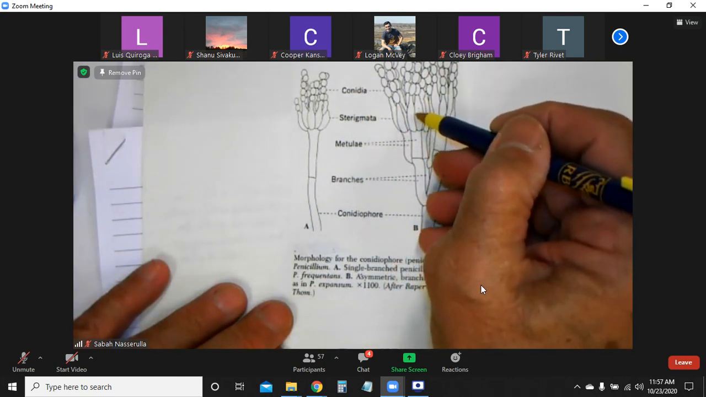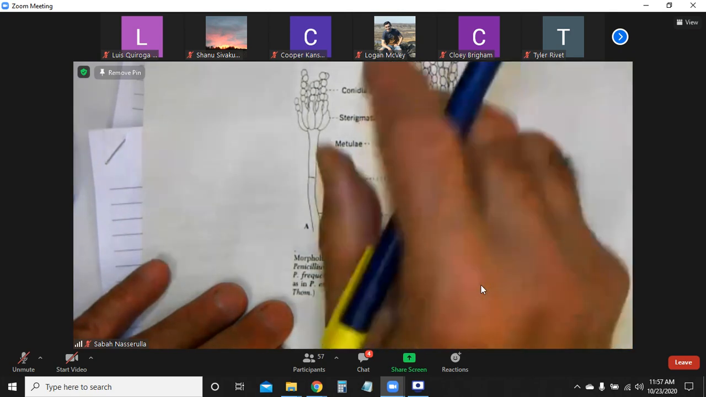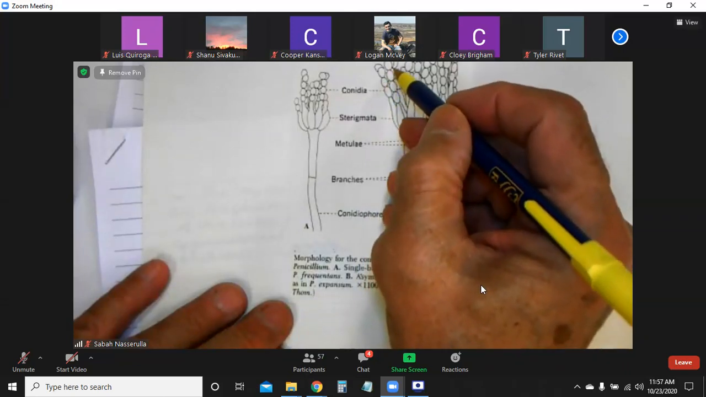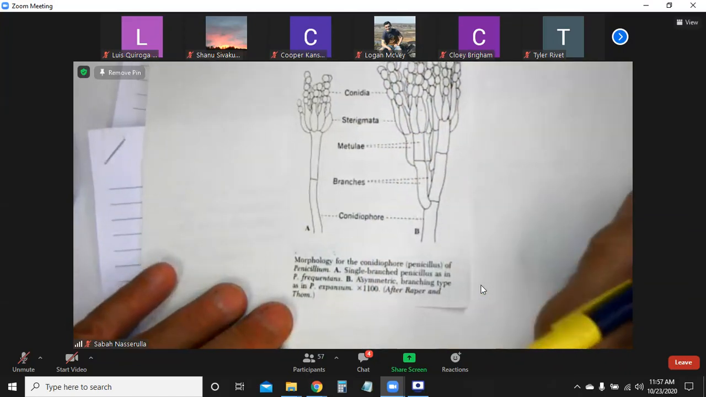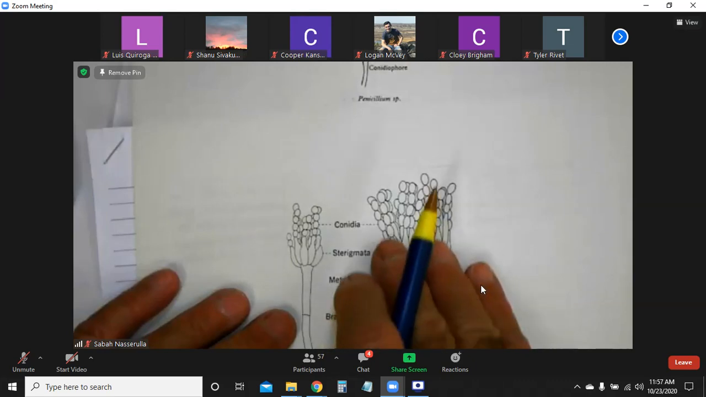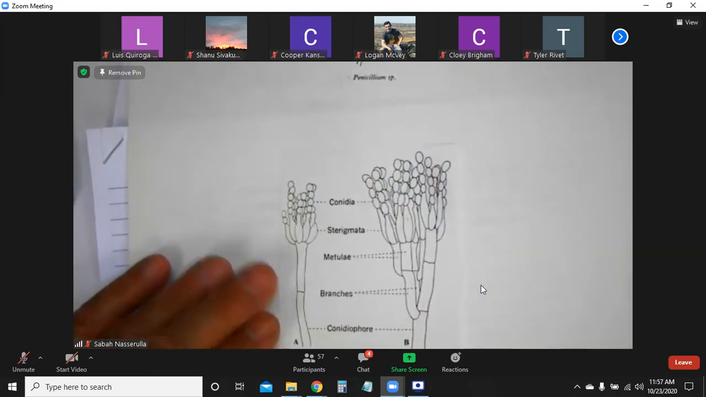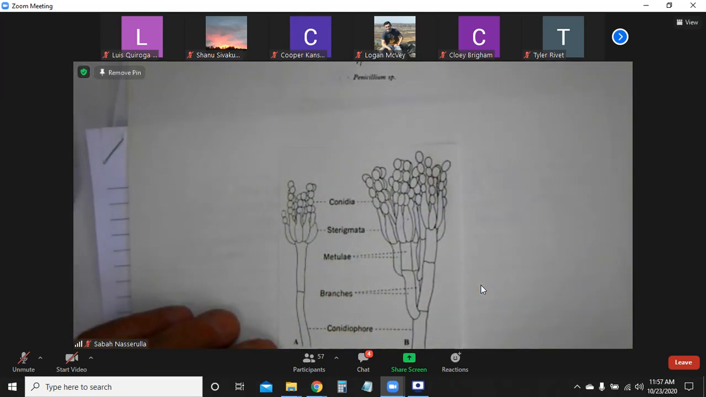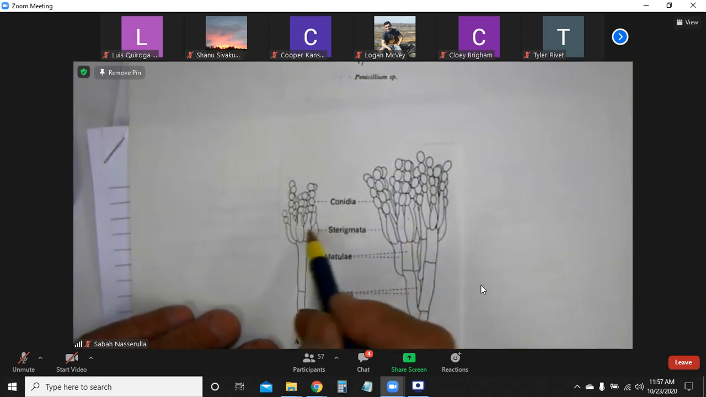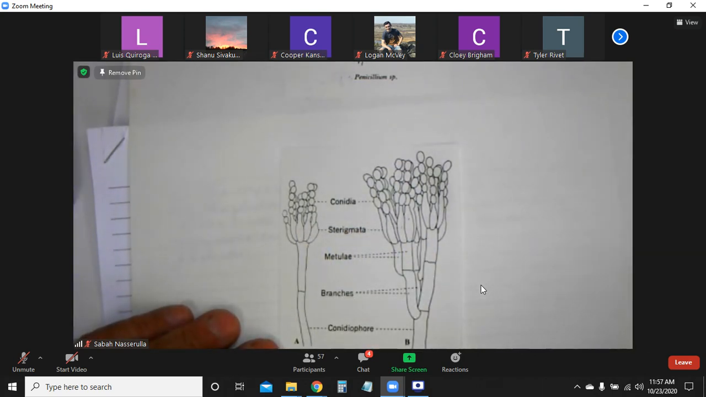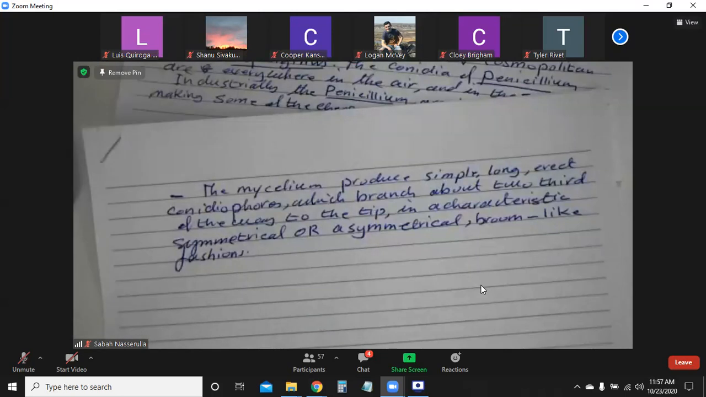And this stigmata could be one layer or two layers, it depends. And then, of course, they produce the conidia. So in the end, they get that pattern which looks to you like a brush, okay? And that's what we call it, symmetrical or asymmetrical, depending on the species. Okay.